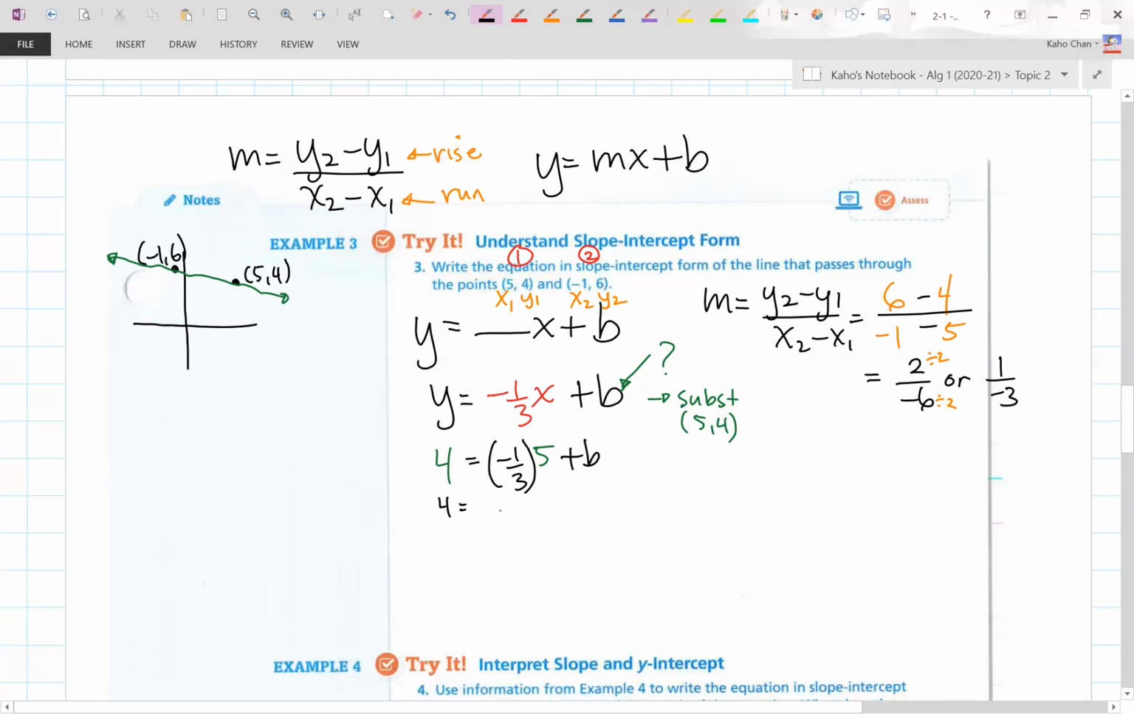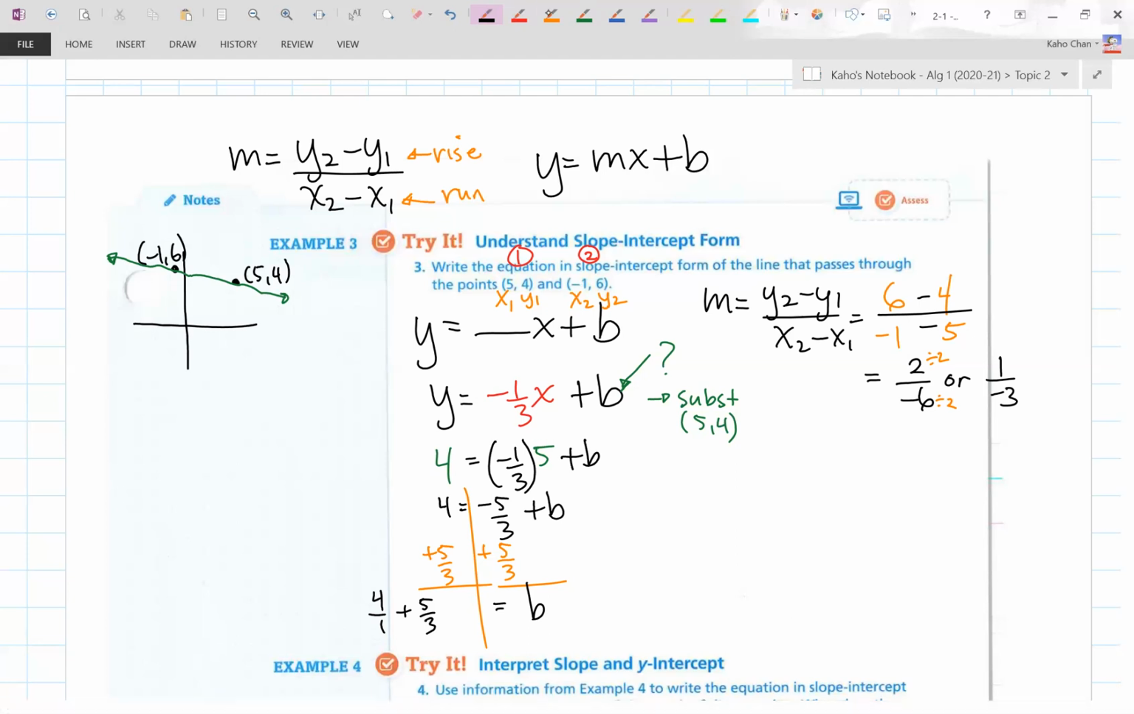4 equals -1/3 times 5 is -5/3 plus b. Fractions happen in this course. Let's isolate b by moving the -5/3 to the other side. Let's go ahead and add 5/3 to both sides. All right, b equals, wow, this is scary, 4 over 1 plus 5/3. Let's change those fractions into a common denominator, which is 3. That'll give me 12 over 3. Sound right, everybody? So 12 plus 5 over 3, that gives me 18/3.